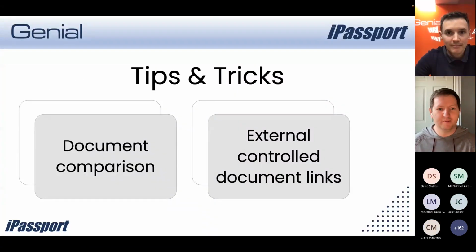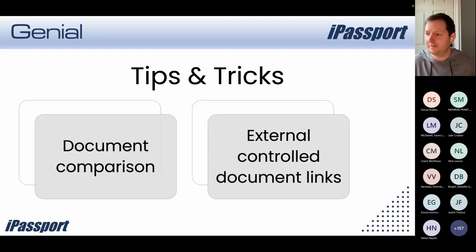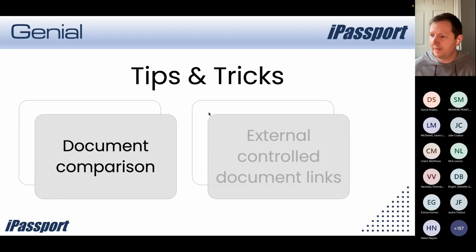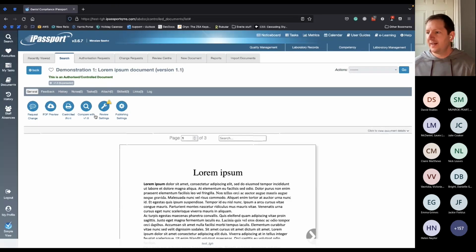So as Rob mentioned, in this section, we want to share some tips and tricks. For my presentation, I chose document comparison and external document links. So I'm going to start with document comparison. Most of you are familiar with the control document section in iPassport, as Steve mentioned in his presentation. That's the most used module of iPassport.